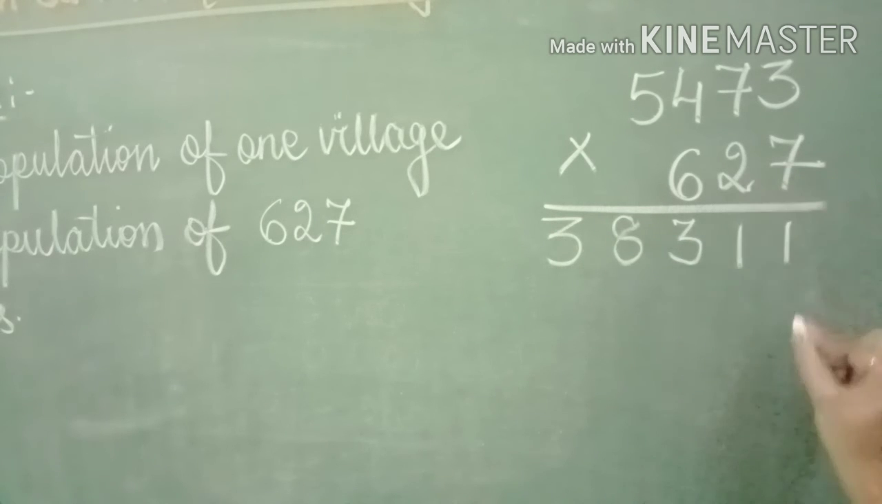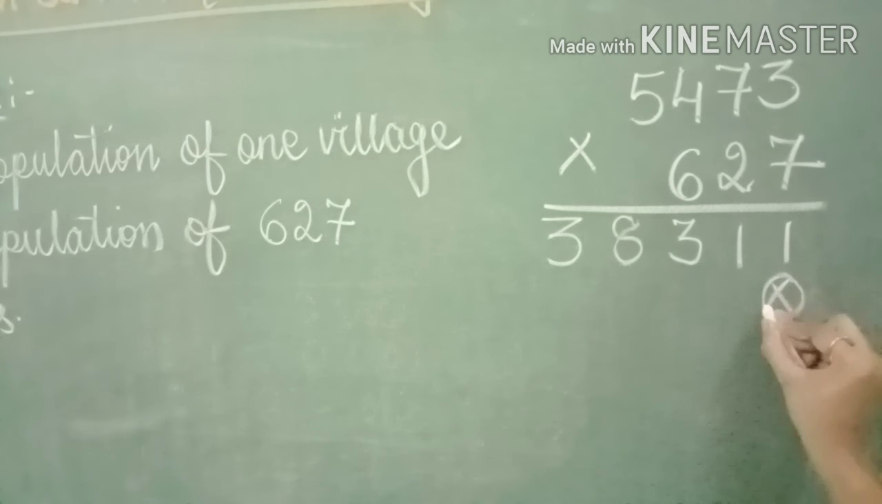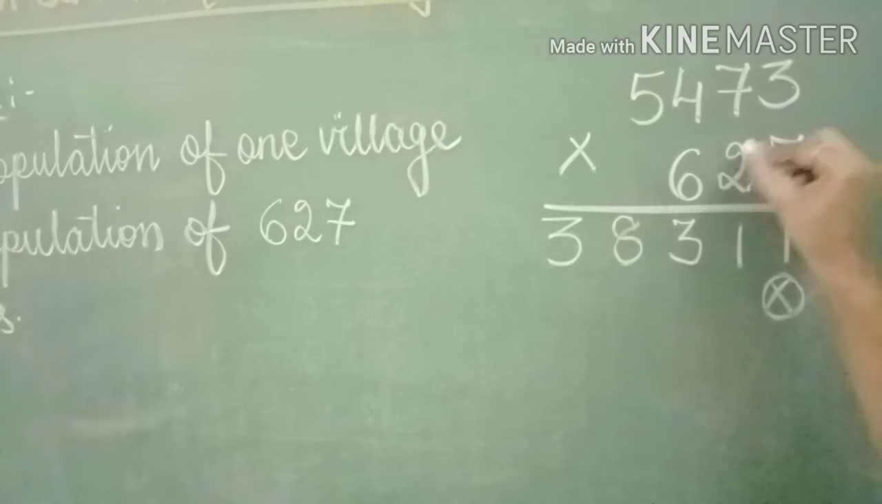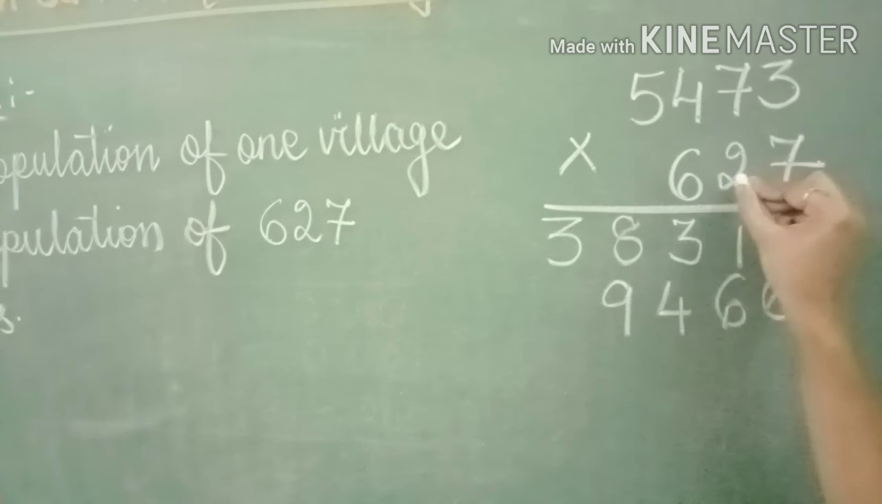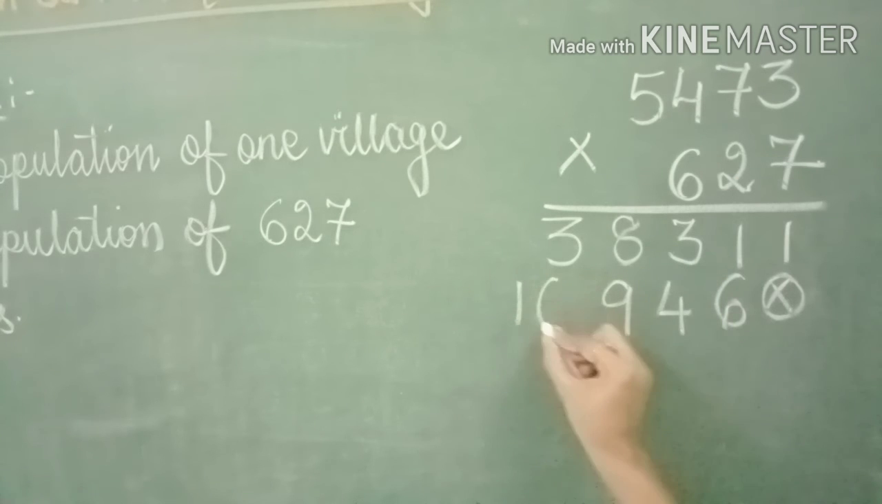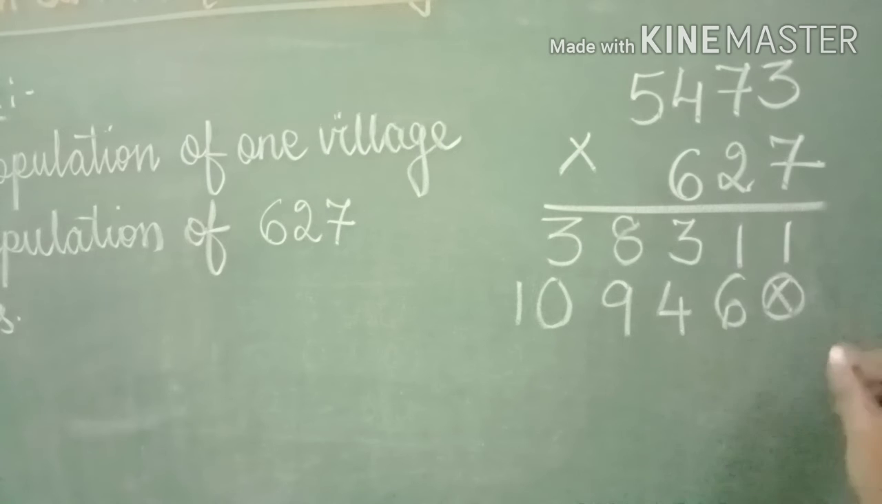Now we are going to multiply with 2, which is standing in the tens place. So 0. 2 3s become 6, 2 7s become 14, 1 carried up, 4 written down. 2 4s are 8, 8 plus 1 becomes 9, and 2 5s become 10. Now we are going to multiply with 6, which is in the hundreds place. So we are writing over here 0 in the units, 0 in the tens.